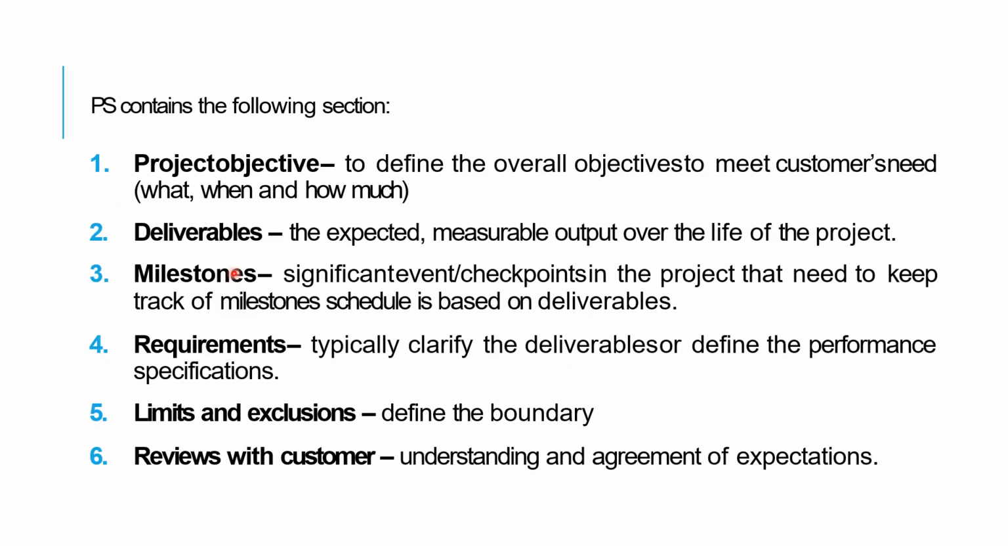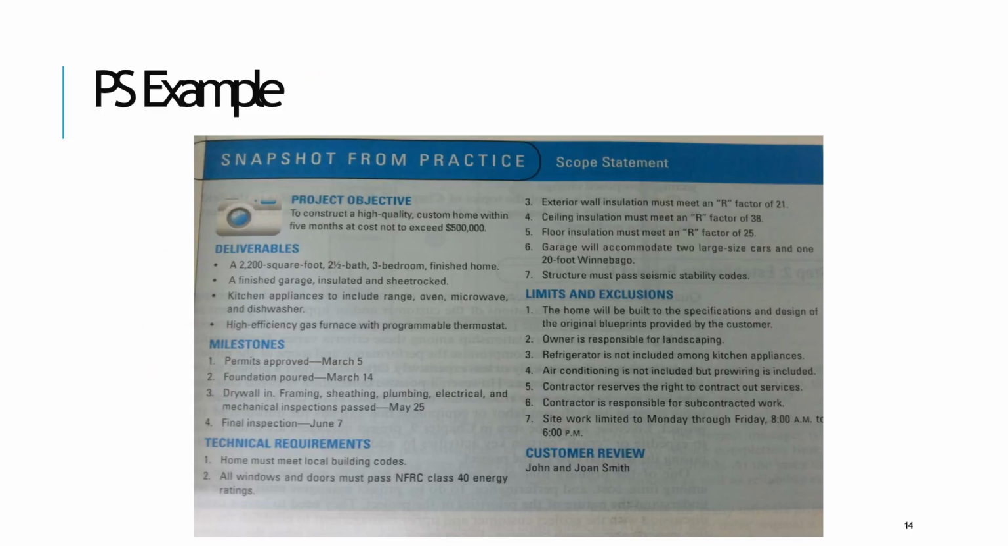So this is important for the scope itself: to define the overall objective to meet customer needs, what, when, and how much, and deliver the expected measurable output over the life of the project. The milestones are the significant checkpoints in the project that you need to keep track of, and the milestone schedule is based on the deliverables. Requirements typically classify the deliverables, define the project limits, and are reviewed with the customer. So these are the important points that need to be included in your project scope.